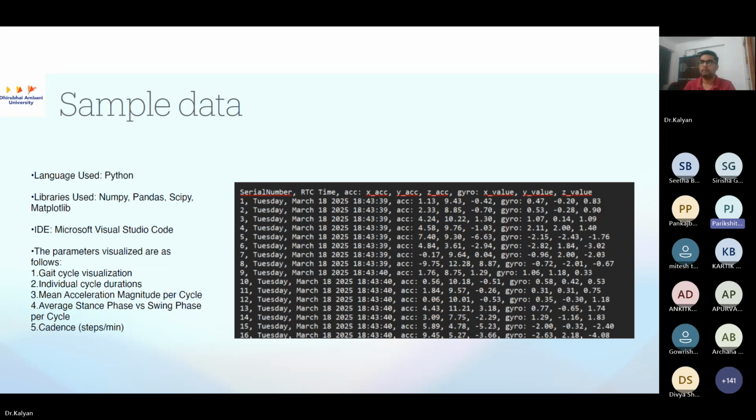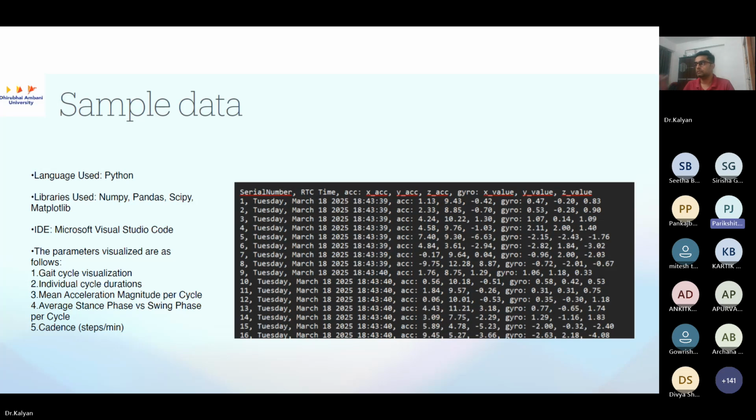Along with that, we are also visualizing the gait cycle duration for an individual cycle. For example, in that particular session, the patient walked, let's say, 10 cycles. For those 10 cycles, what is the exact gait cycle duration? Because if the gait cycle durations are uneven, then that signals that there is some gait related impairment present in the patient.